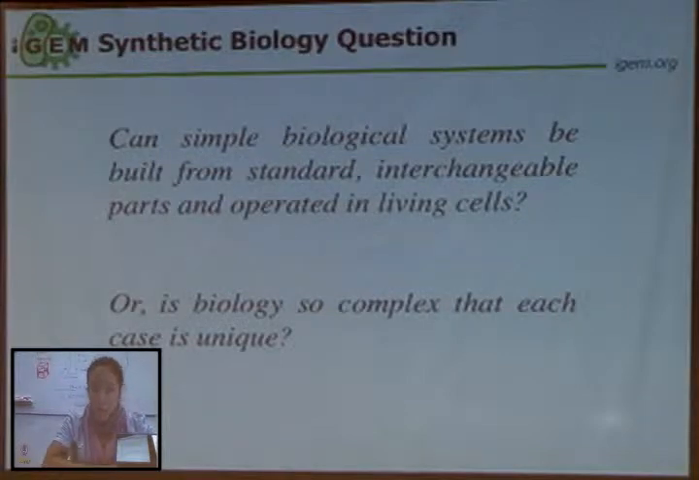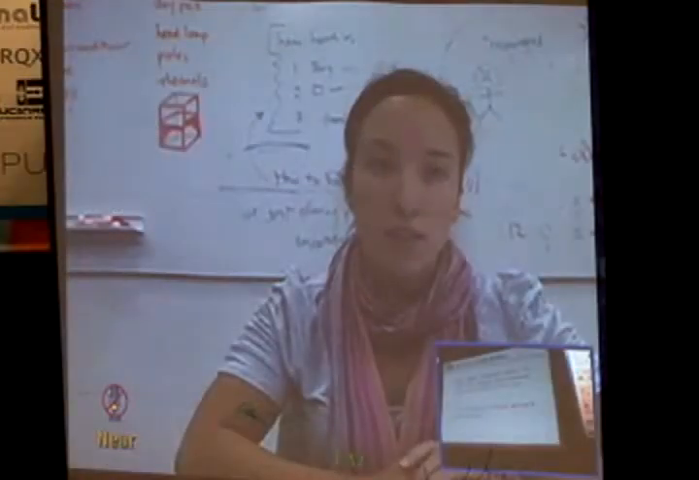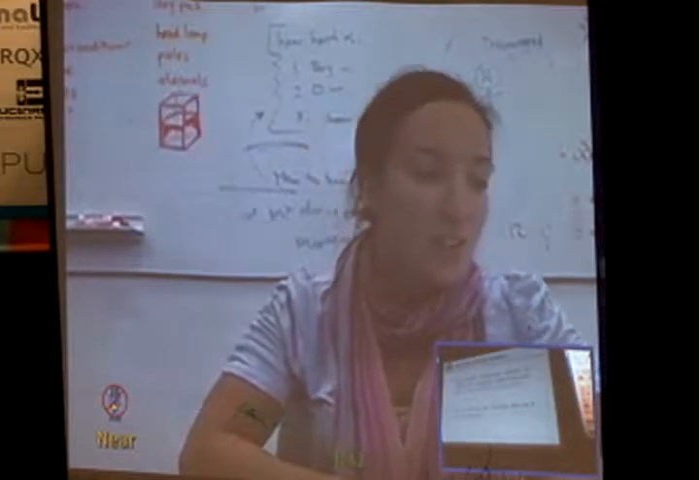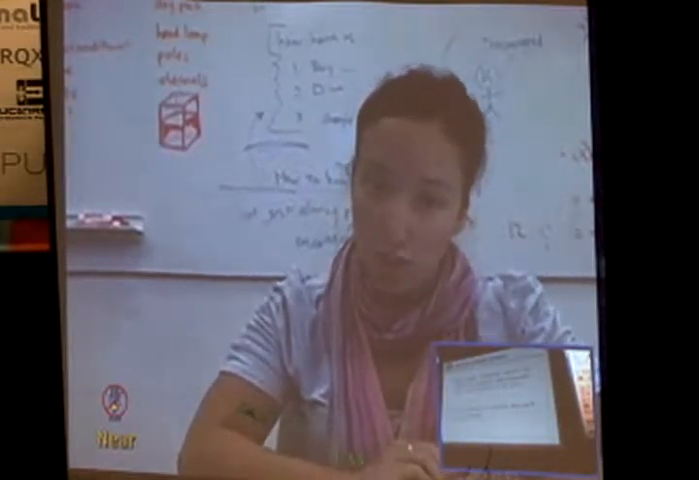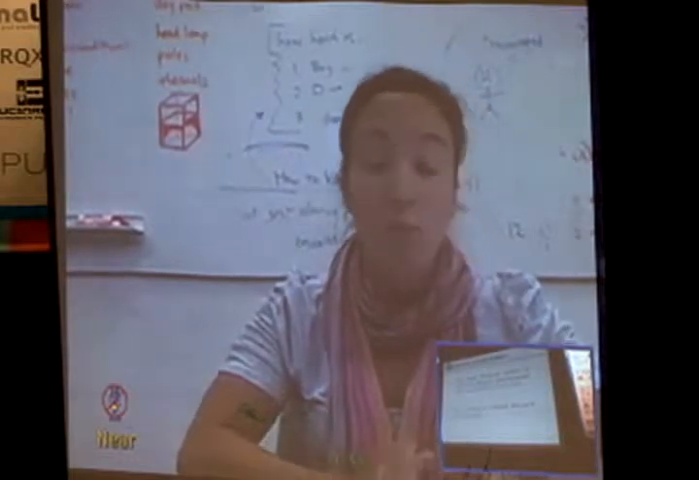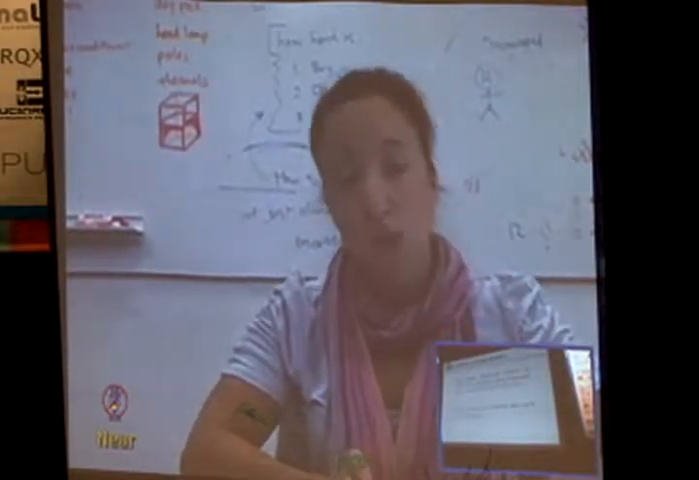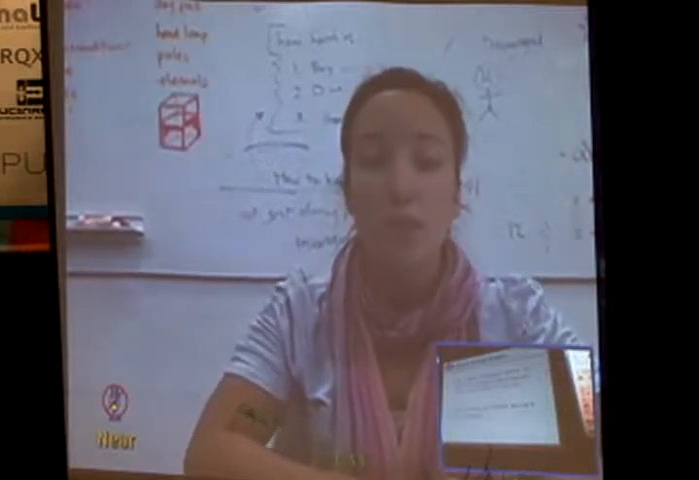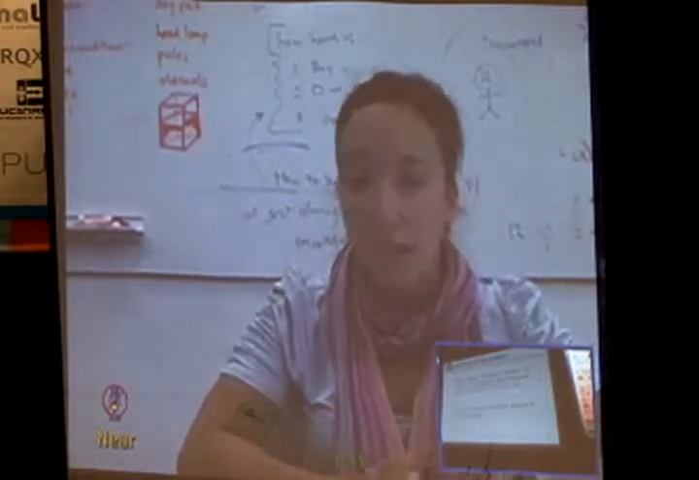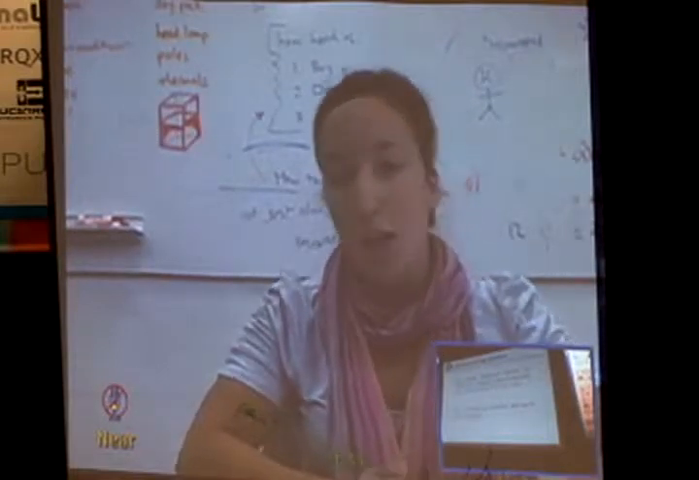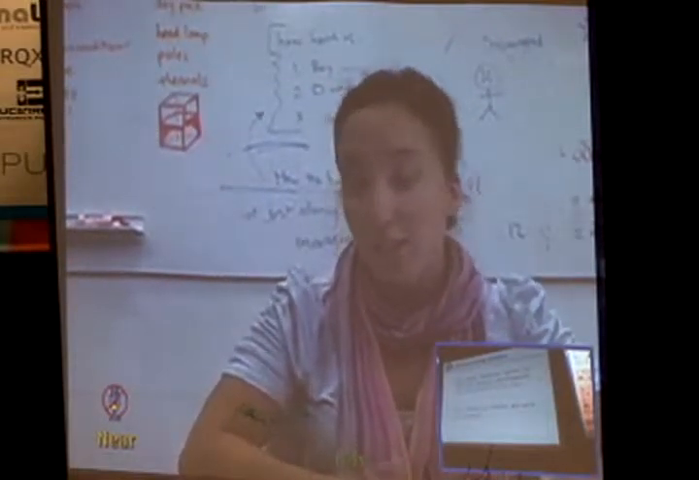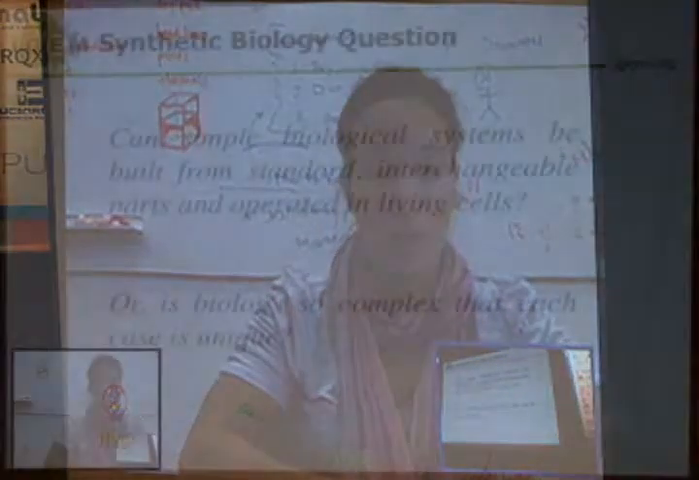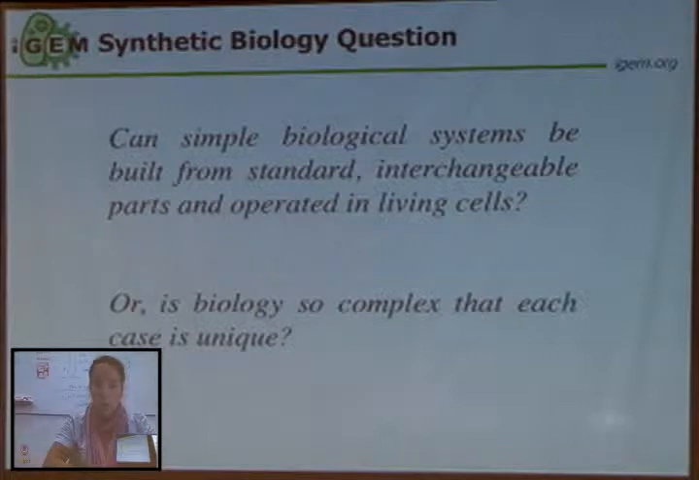So they started thinking about these biobrick parts and how they could apply principles of engineering such as standardization, abstraction, apply these principles that they were very familiar with to biology, and they decided they wanted to answer this question. Can simple biological systems be built from standard interchangeable parts and operated in living cells, or is biology just too complex? And that's what they were hearing, right? People didn't believe that this was possible. Biology is very complex, and Tom and Randy and Drew and others set out to see if this idea of standard parts was possible. So what did they do?